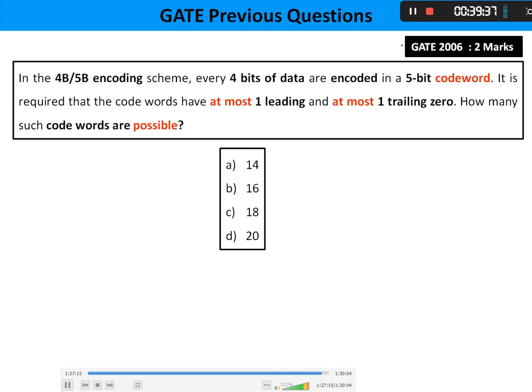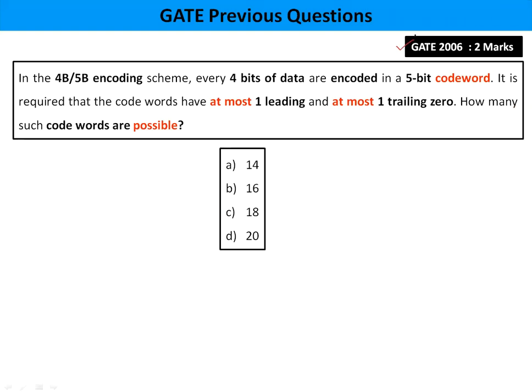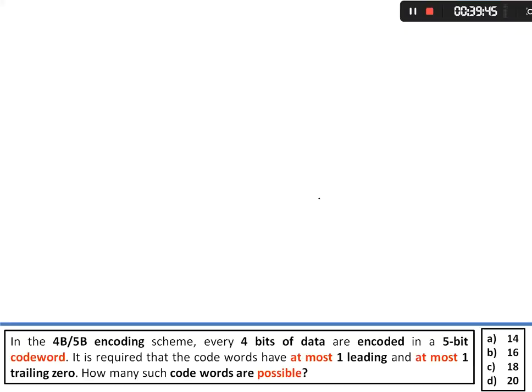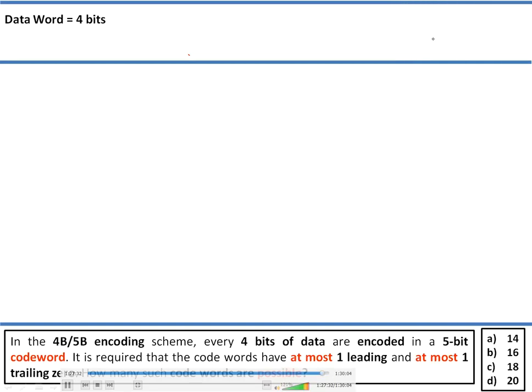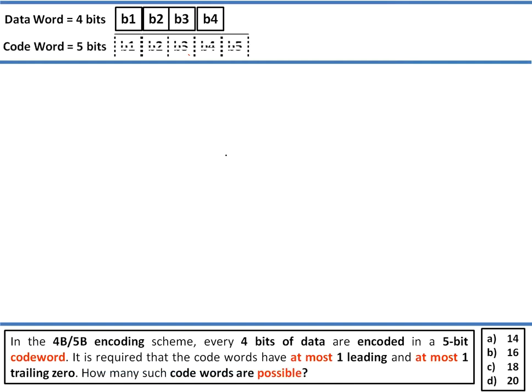Look at the question. This was given in GATE 2006 for 2 marks. Please read the question, guys. Yes, guys. What has been given? The data word will be 4 bits. The code word will be 5 bits. As the code word is 5 bits, the total number of code words will be 32, guys.